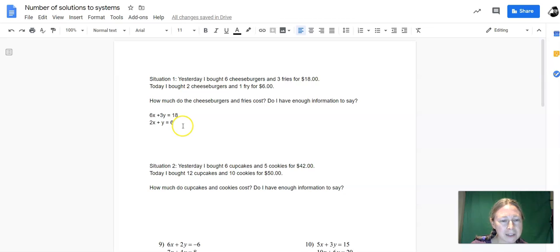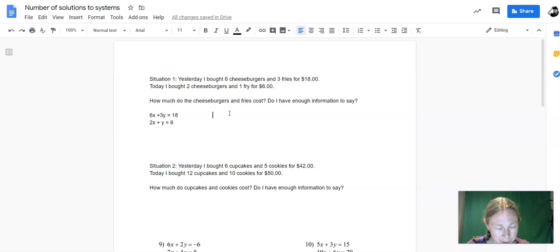Well, if I were trying to solve this as a picture problem, what I might do is maybe take today's order. And with today's order, I noticed that I bought 2 cheeseburgers, and yesterday I bought 6. So maybe if I can multiply today's order times 3, I can get up to the same number of cheeseburgers and then solve this by elimination. So I'm going to do that. I'll take that second equation and multiply it times 3.